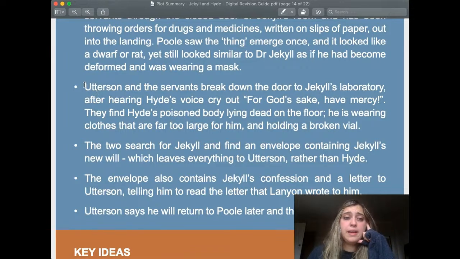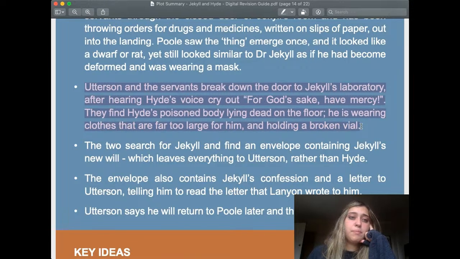This is what we call the climactic moment of the story. So I would suggest making sure that you read this part of the chapter in detail, maybe even annotate it to get used to it. So there's a confession and an envelope left as well. And Utterson says they'll call the police and try and figure out what's happened. So at this point, Jekyll's dead, Lanyon's dead, Carew's dead, the girl is trampled. We've got a lot of chaos happening.